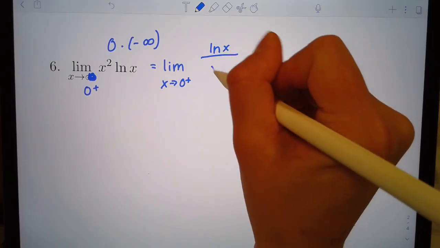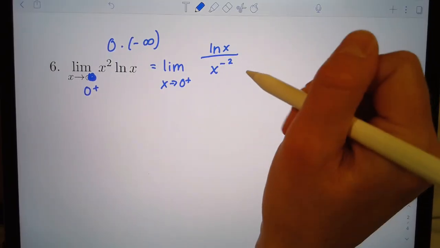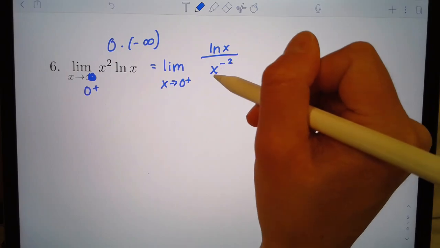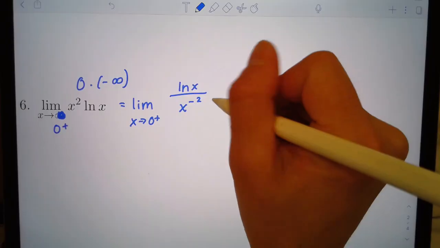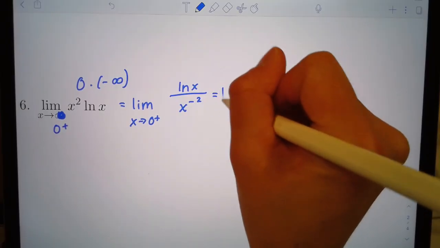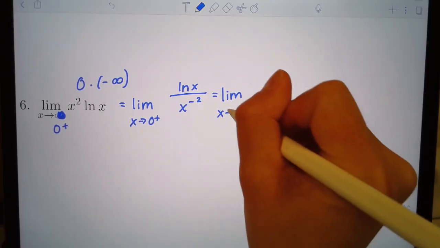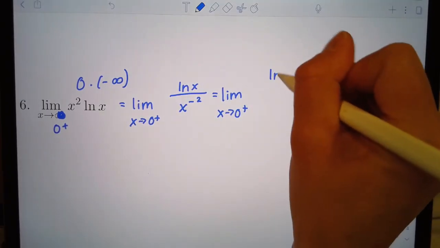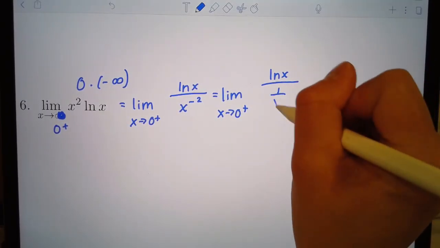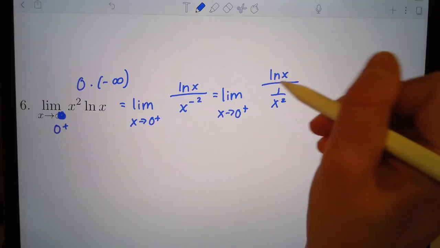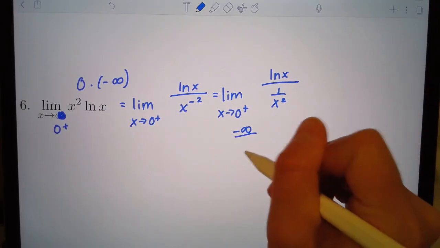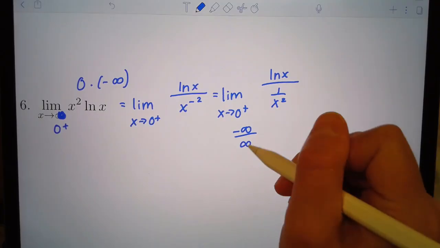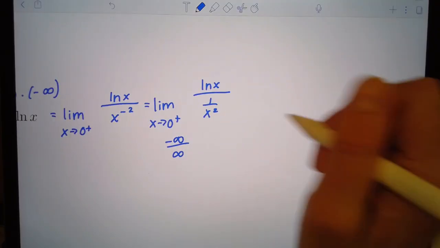So this will be x to the negative 2, right? If it's down here, it's x to the negative 2. Up there, it's x squared. And so now, in this form, which is equivalent to writing this, we can see we have infinity, negative infinity in the numerator, and then we have infinity in the denominator, so infinity over infinity. So I can do L'Hopital's rule.